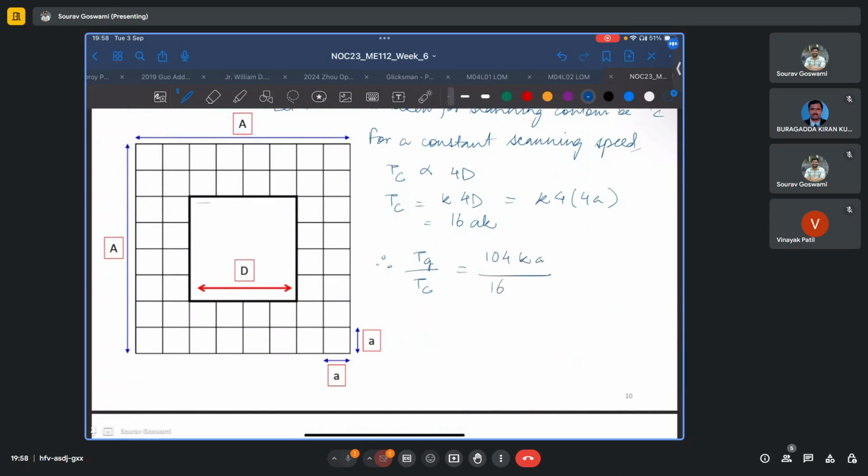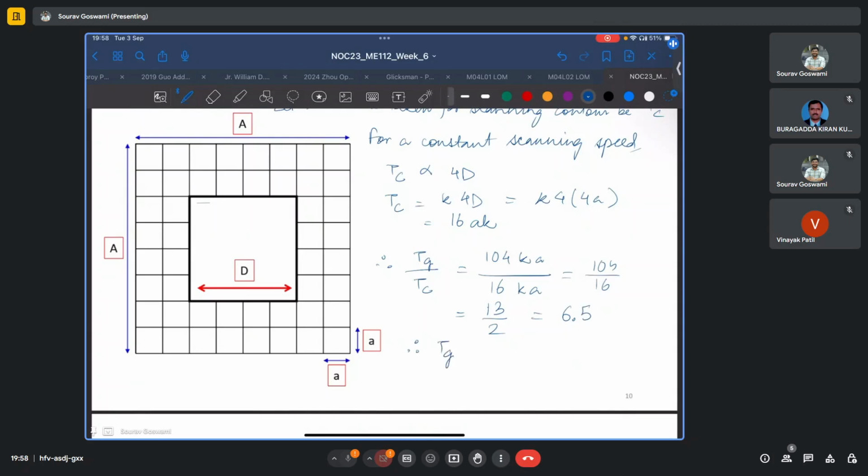Here we have 16 Ka. The constant, the K and A terms are cancelled. 104 by 16, 52 by 8, 26 by 4, or 13 by 2, which is equal to 6.5.